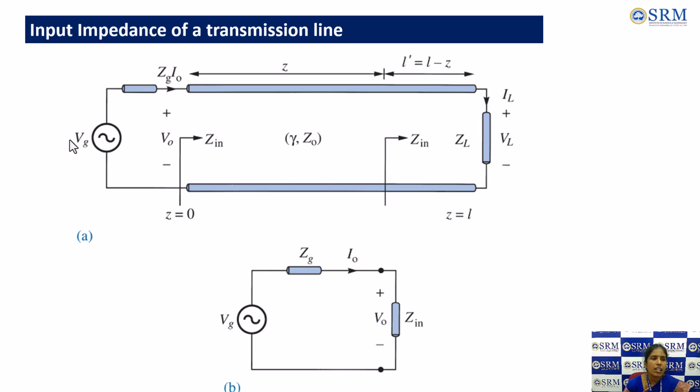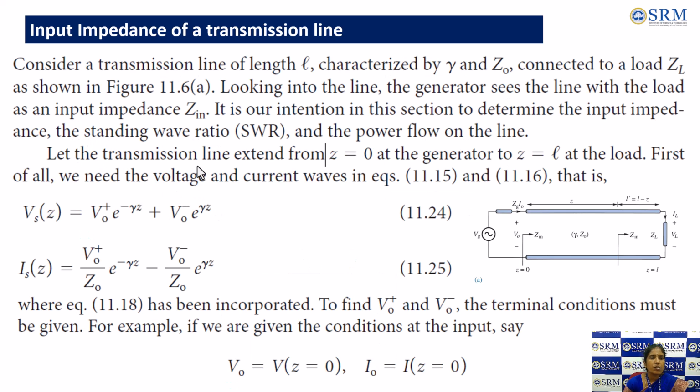And this transmission line is supplied with a generator voltage VG. So let us find the input impedance first, and then we will find the standing wave ratio, that is SWR, and power flow on this line. Here the transmission line extends from Z equal to 0 at the generator side to Z equal to L at the load. We already know the voltage and current equations in a transmission line.